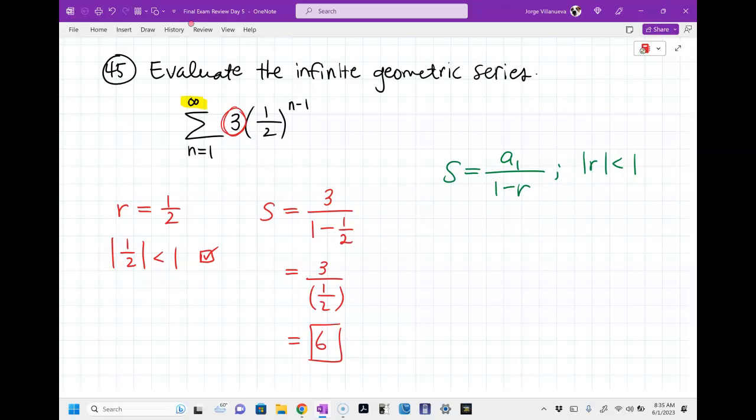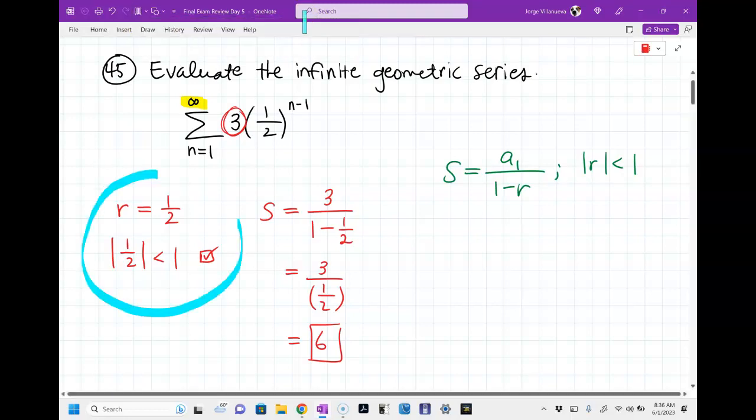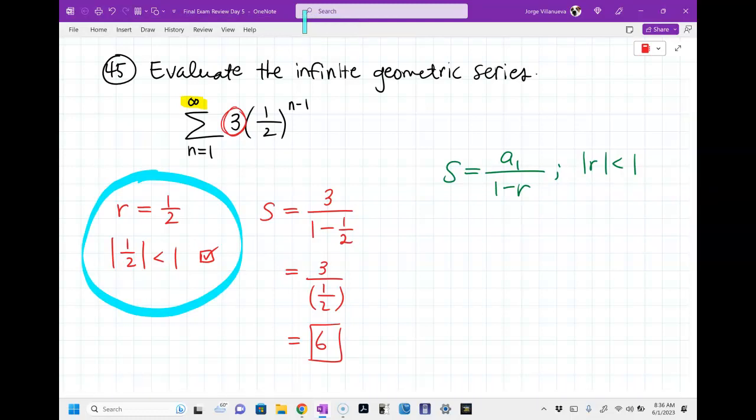So always make sure you check that r value. That's the very first thing you have to do. I'll even put a big circle around here, because if that fails, then you're done. If it passes, then you have to do the actual formula. So that answer is just 6.